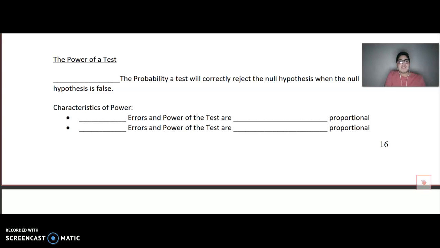Now, the probability that a test will correctly reject the null hypothesis when the null hypothesis is false is what we call the power of the test. There is power in rejecting the lies. Now, type 1 errors and power are directly proportional, which means they typically change in the same direction, whereas type 2 errors and the power of the test are indirectly proportional.